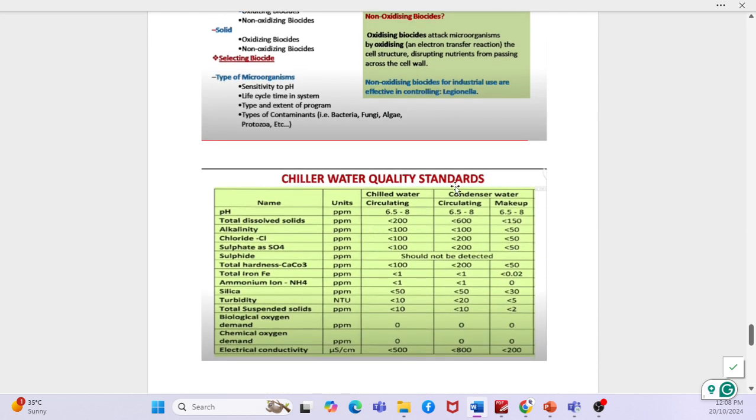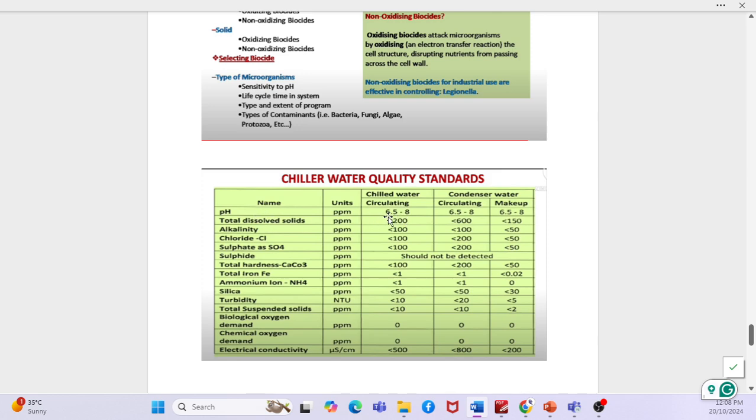So if we talk about chilled water quality standard, as a standard, if you talk about any water, you have a pH level, total dissolved solids, alkalinity, chloride, sulfate, sulfide, total hardness, total iron, ammonium, then you have silica, turbidity, total suspended solids, biological oxygen demand, chemical oxygen demand, electrical conductivity. Okay, so this is the standard quality of the water.